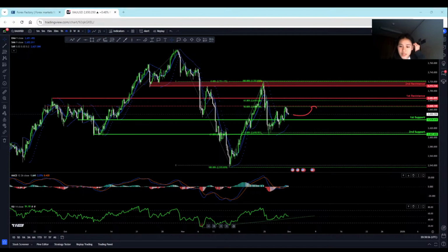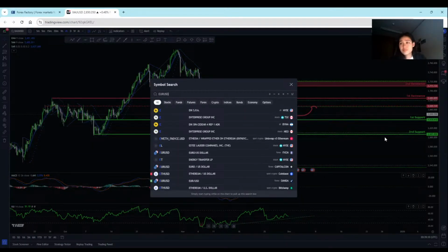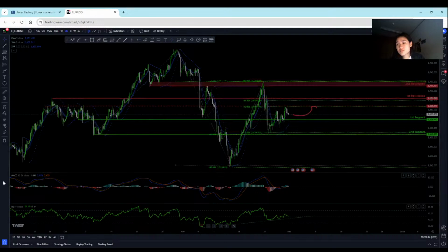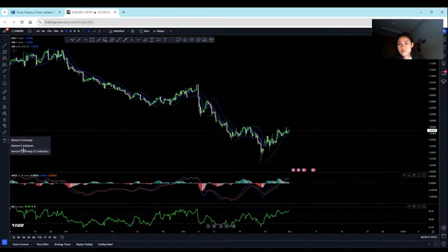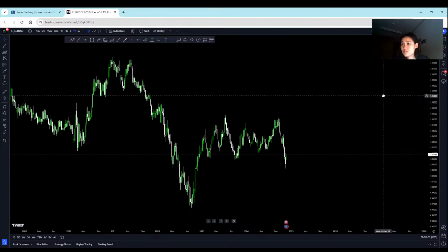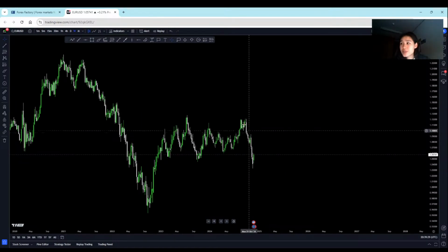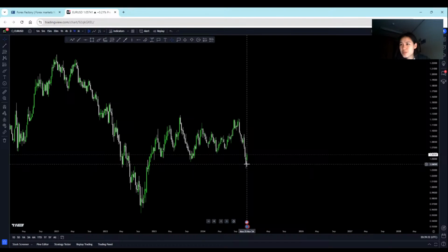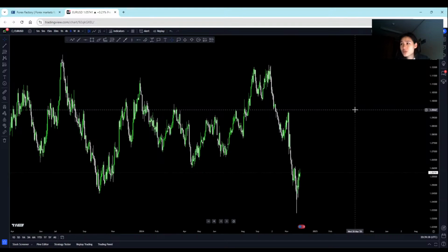Now, lastly, let's look at euro dollar. On a weekly time frame, prices generally have been dropping. There's been a recent reversal slightly. So let's take a look at that on a shorter time frame.